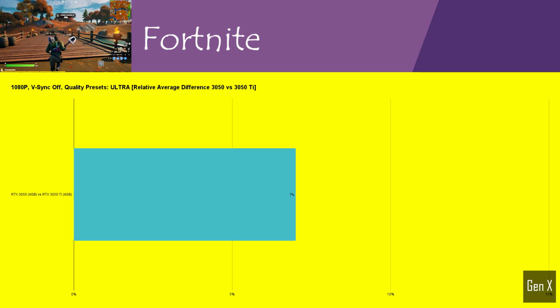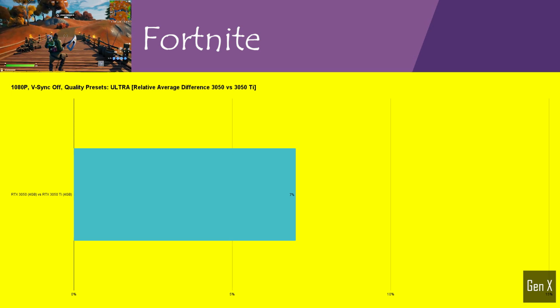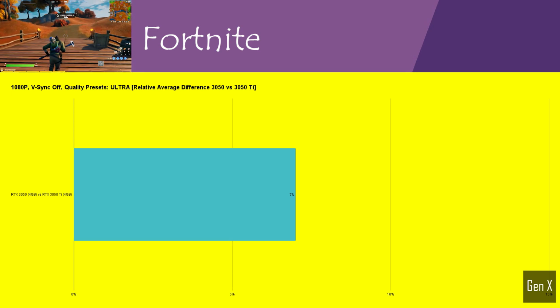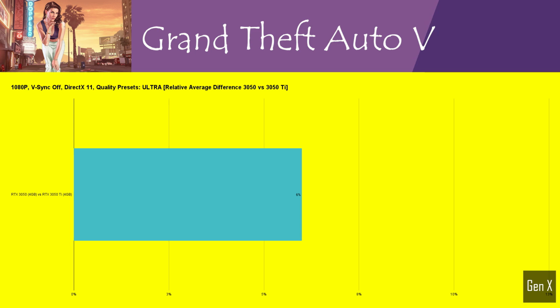Fortnite was tested by running through the same area in online battle royale. Here, the 3050 Ti was roughly 6 to 7% ahead of the 3050. GTA 5 is a classic benchmark that is often used by reviewers. When all settings are turned up, it almost maximizes the 4 GB video RAM of the 3050 laptop GPU. The Ti version performs between 5 to 7% faster than the standard 3050.